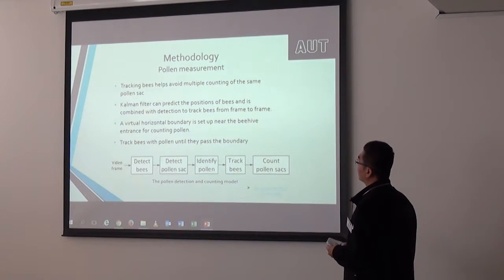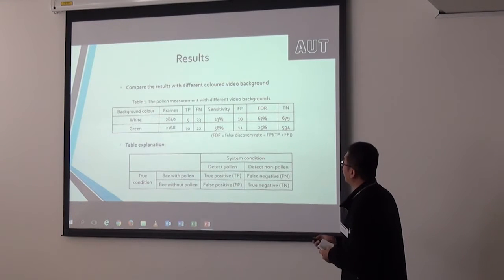After that, I'll show you some results. I go through several videos to show you these results. I use statistical measures to do the evaluation. I have two situations of whether the bee actually has pollen or not, and then two situations of whether my system detects pollen or not. The true positive and the true negative are the correct outcomes, and the false negative and the false positive are incorrect.